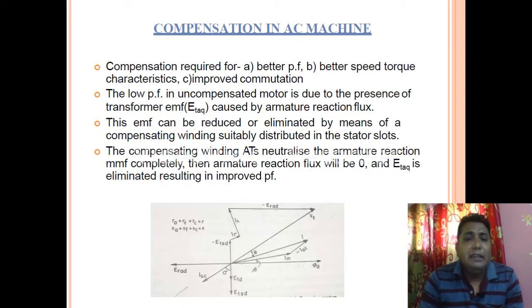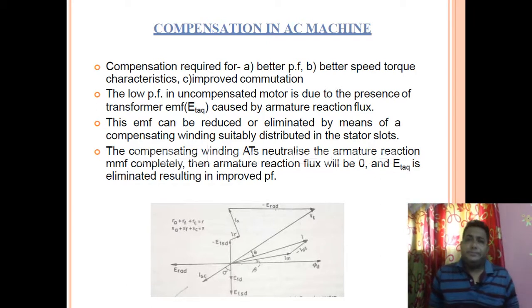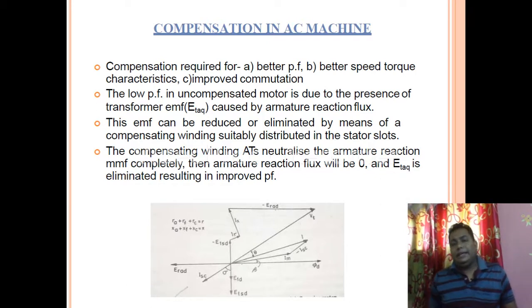This EMF can be reduced or eliminated by means of a compensated winding suitably distributed in the stator slot. Okay, so that means when there is an armature reaction, the thing is that in the stator section we have a field winding, and we are thinking of a motor, and over the rotor we have another winding.